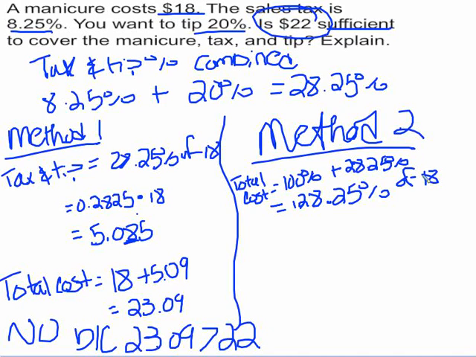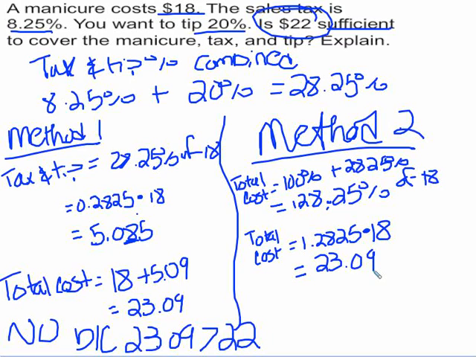So to calculate that, we're going to multiply for our total cost 1.2825 by 18, which is going to give us 23.09, which again goes back to the same answer of no, we don't have enough money for this manicure, because 23.09 is much bigger than 22 when you're talking about do you have enough money to purchase this service.